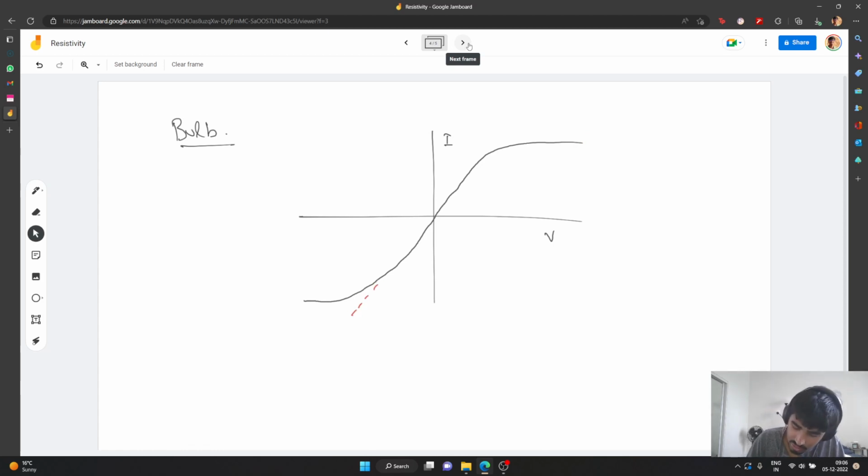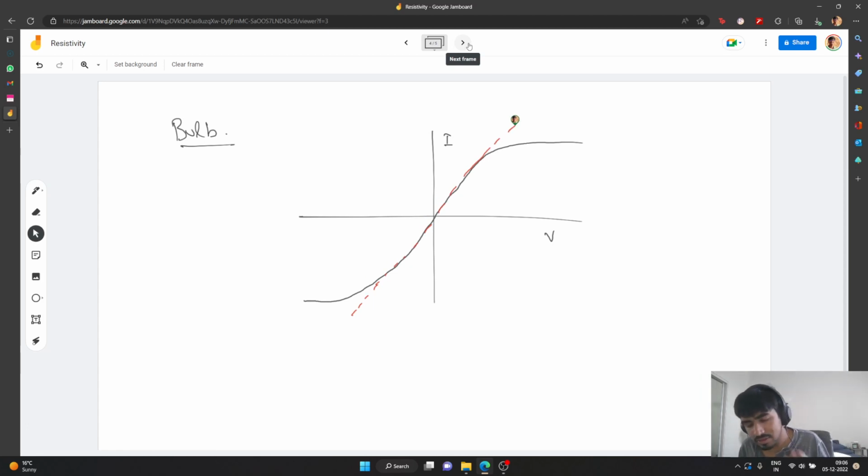One second, my Jamboard just lagged out. Maybe there's an issue.